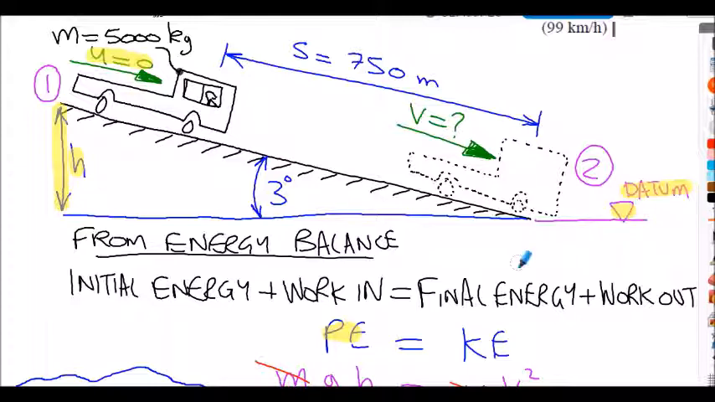At the bottom of the incline, at position 2, the only energy I have now is kinetic energy. If the vehicle is on the datum, which it is at position 2, then there's no potential energy. There is kinetic energy because we have a velocity. We're trying to calculate the velocity, so there must be a kinetic energy. And there's no work out of the system between position 1 and position 2, as there's no frictional forces to consider that oppose the motion.